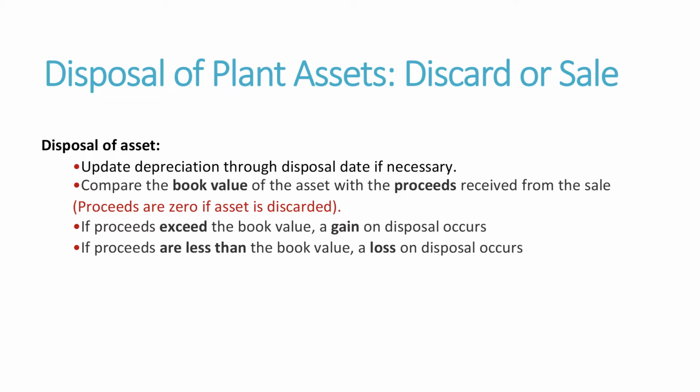If you sell the asset, you will have proceeds. If you discard the asset, your proceeds are zero. If the proceeds exceed the book value, you'll have a gain on disposal. If the proceeds are less than the book value, a loss on disposal occurs.